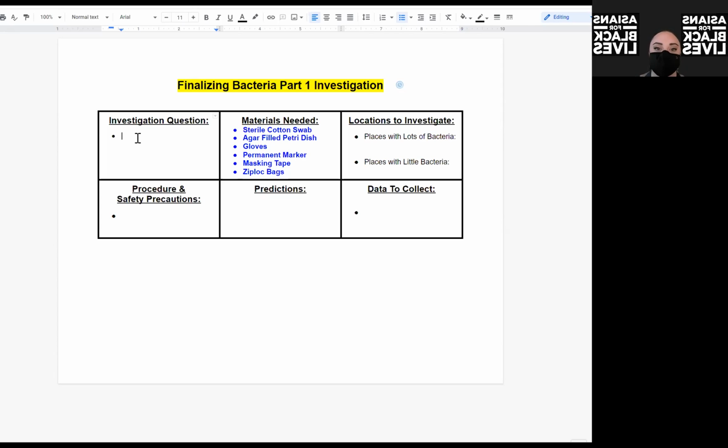So, let's see here. What is our question that we're trying to figure out or answer? What are we trying to figure out or answer in this investigation when I go around to different places and swab them for bacteria? What are we trying to figure out or answer?